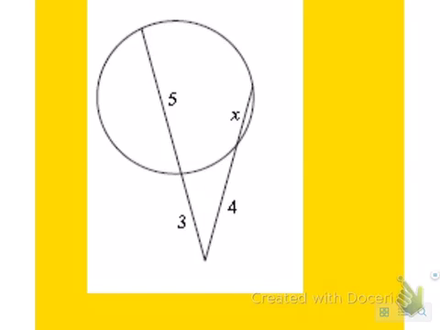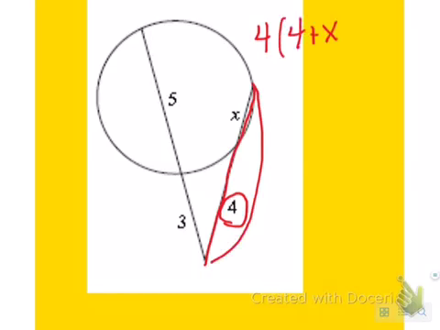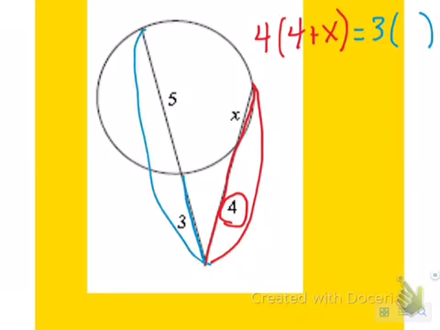Here I notice I have two secants. My first secant is here. The external part is 4. And the whole secant would be 4 plus x. And if I follow my formula, that is going to be equal to the external part of the second secant, which is 3, times the length of the whole secant, which is 3 plus 5.